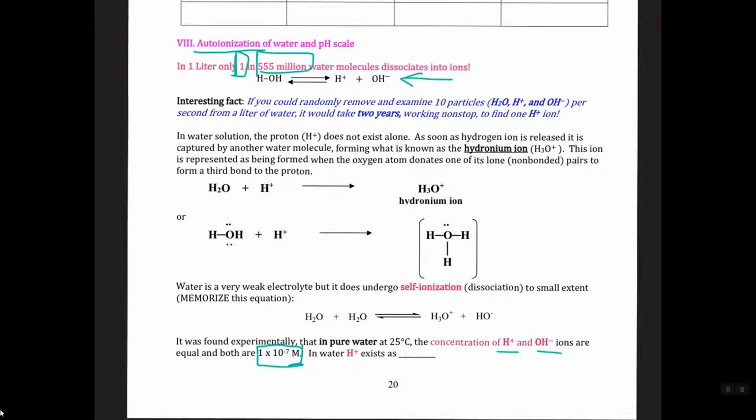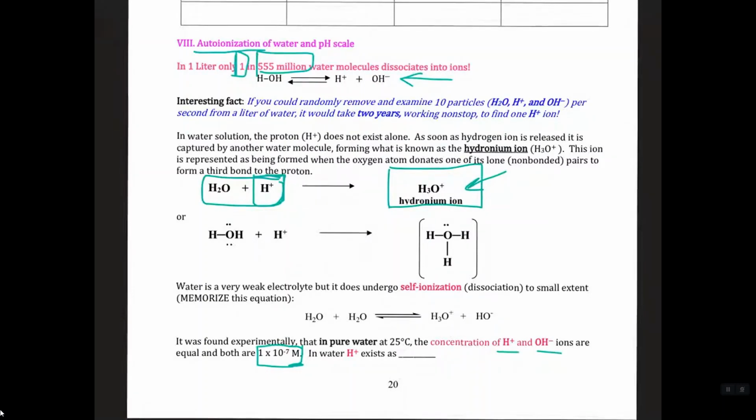Now, the interesting thing is that as soon as hydrogen ion is released into water, it's not going to just float around as a proton. This proton is captured immediately by other water molecules, forming what we know as hydronium ion. So technically, when we say that there is a hydrogen ion being released, well, yes, it's released, but it never exists in the solution because it immediately forms hydronium ion.